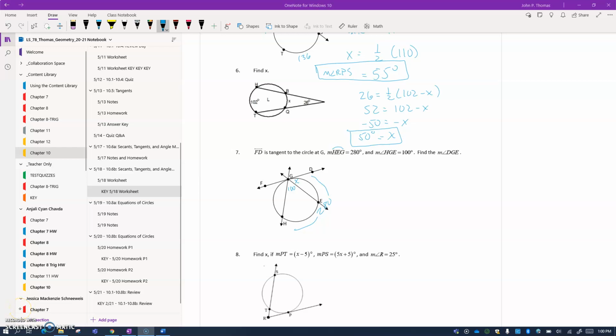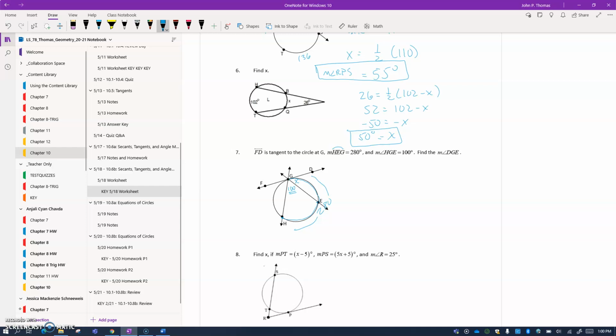Alright, taking a look at number 7. In number 7, they tell us that arc HEG is 280 degrees. So that spans over two of the sections of the arc, all the way from H through E and then on to G. Now they also tell us that angle HGE is 100. That's this angle in here.